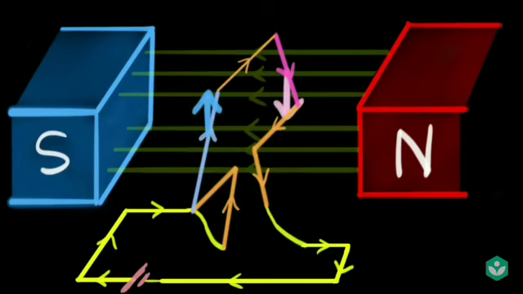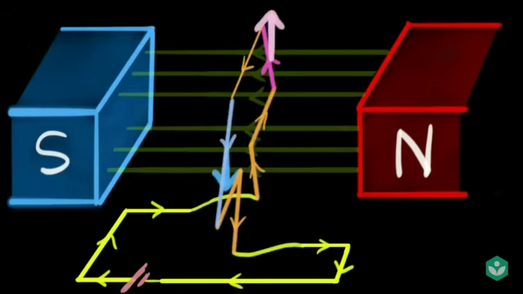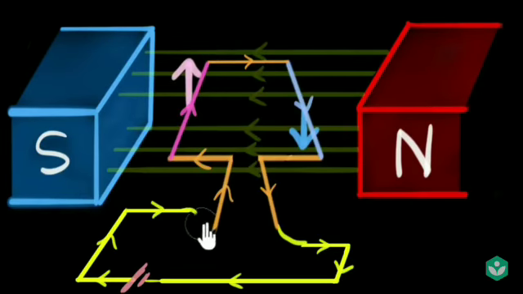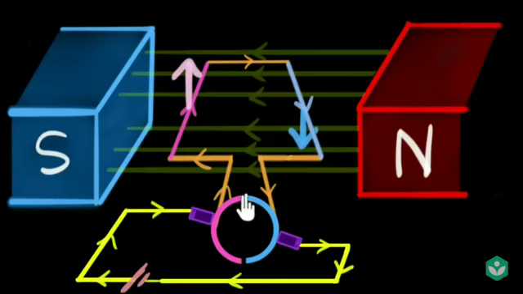We could either flip the battery, or we could flip the connection. We can make this wire come here and this wire come here. Then the current direction will change, the forces will reverse, and the coil will continue to spin. But how do we make this happen automatically? That's the question, right? How do we make it automatic? Well, it can be done by using a device called a commutator.